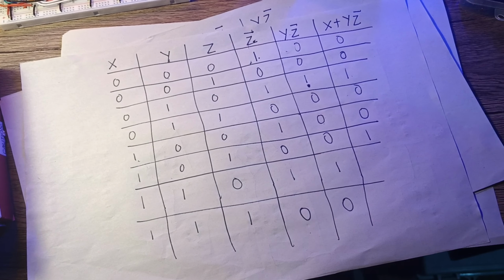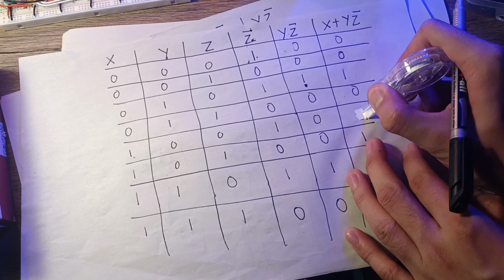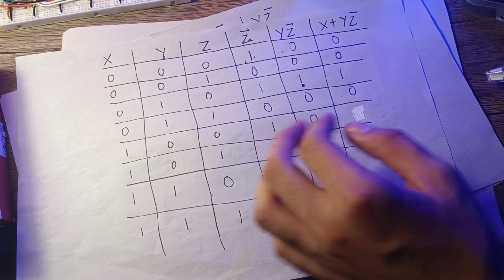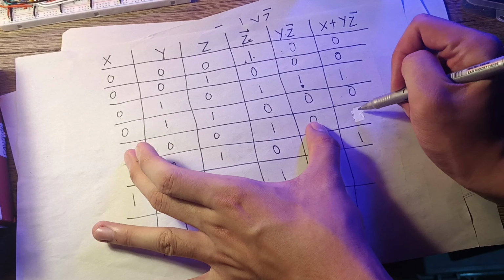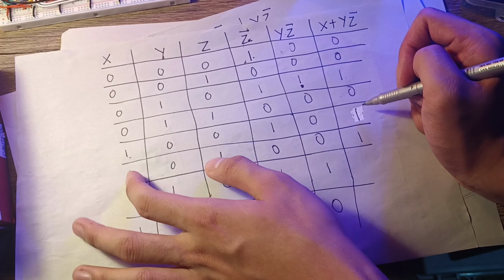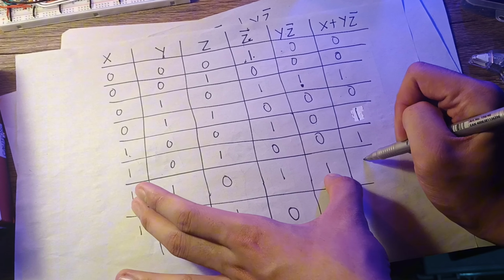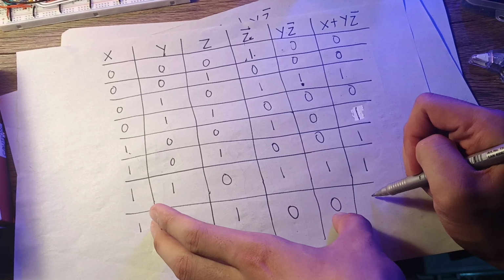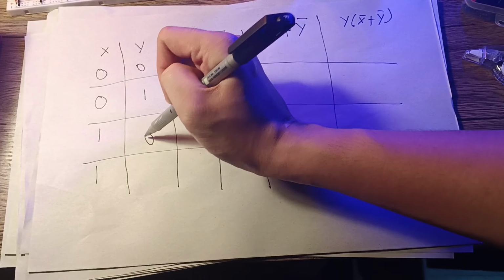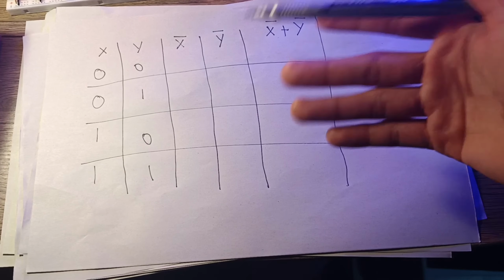So this is a 1. X and yz, then 1 and 0 is 1, 1 and 1 is a 1, and 1 and 0 is a 1. Sorry about that. You can pause the video here if you want to answer this.